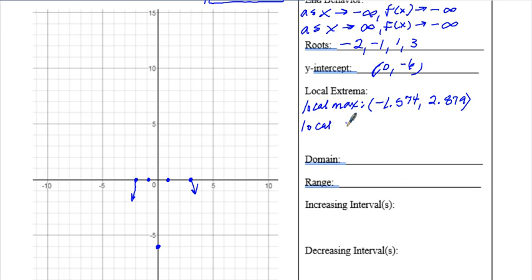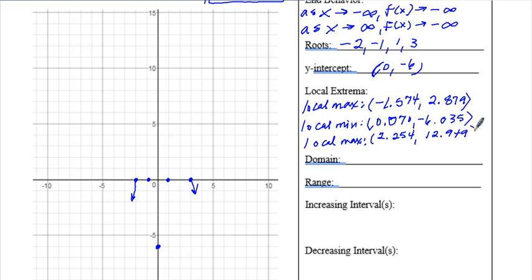Then I looked for my local min, and I found it to be at 0.070 and negative 6.035. And then I found another max at 2.254, comma 12.949. We'll want to plot these immediately.